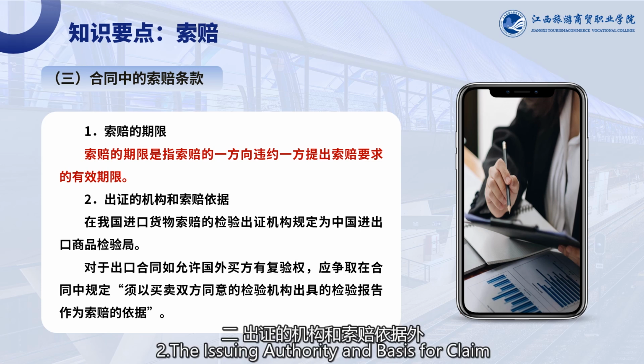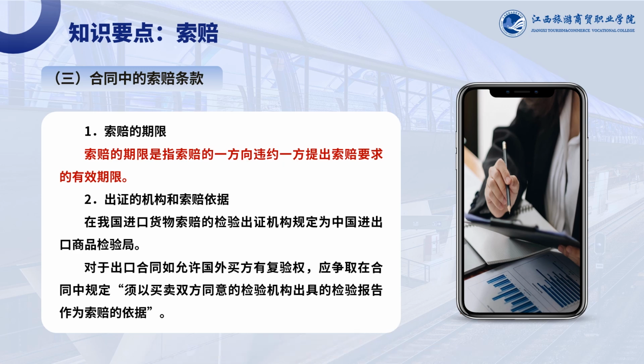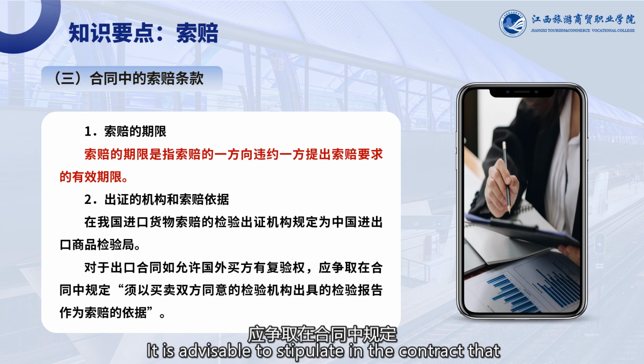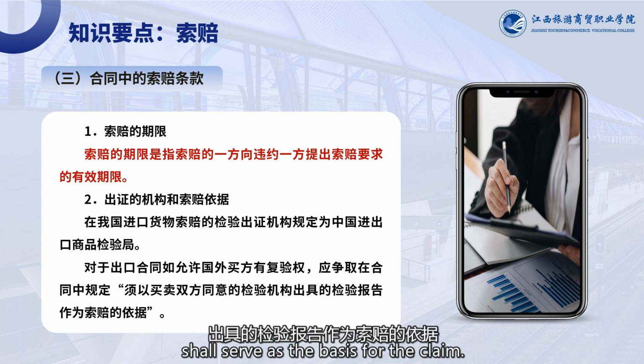2. The issuing authority and basis for claim. The buyer has the right to request re-inspection. It is advisable to stipulate in the contract that only the inspection report issued by the inspection authority agreed upon by both buyer and seller shall serve as a basis for the claim.